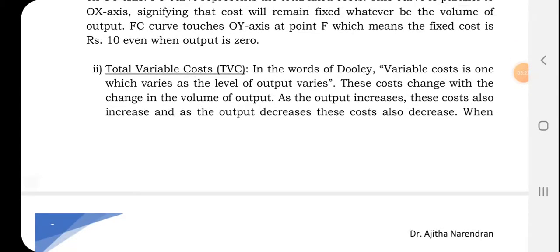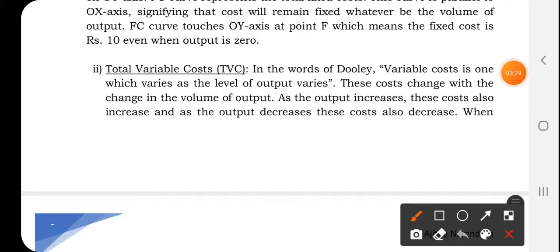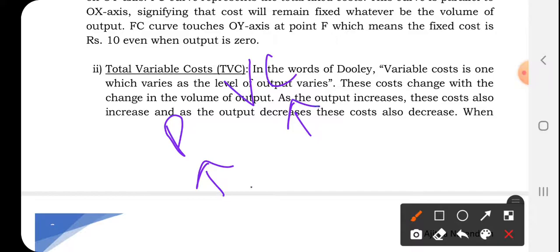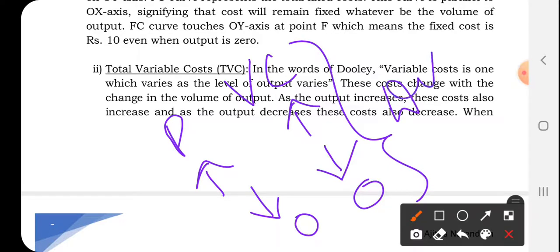Let us see what is variable cost. By the name itself it says variable cost. It varies with production. For example, when the production increases, variable cost also increases. When the production decreases, variable cost also decreases. When the production is 0, variable cost is 0. So you can see that there is a direct relationship between variable cost and production. When production increases, variable cost also increases. When production decreases, variable cost also decreases. When there is no production, there is no variable cost.